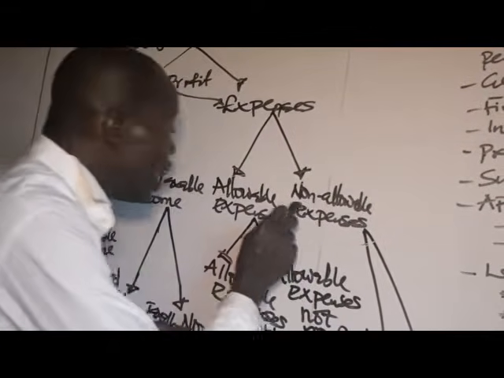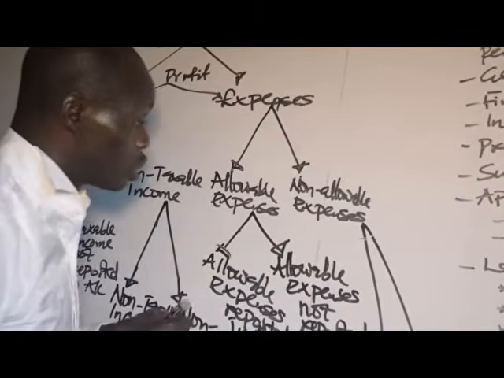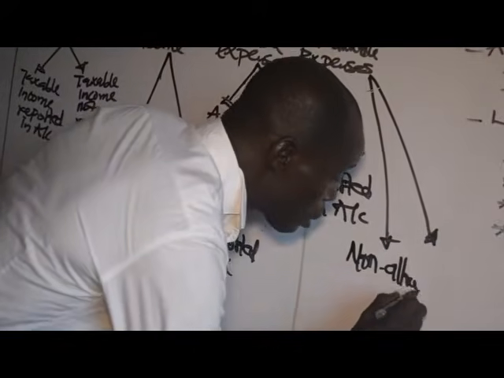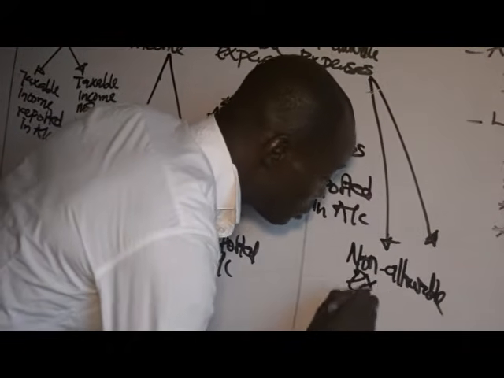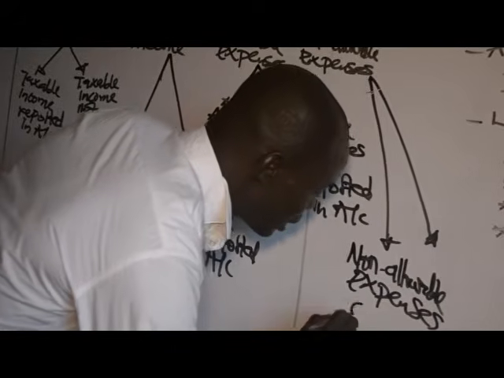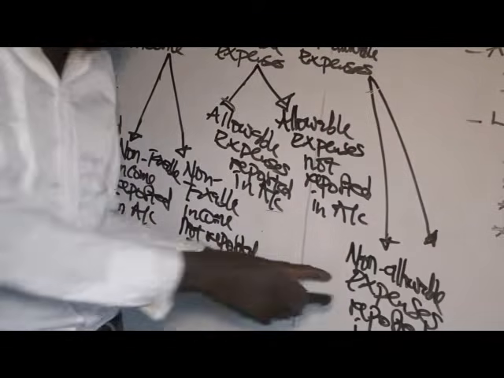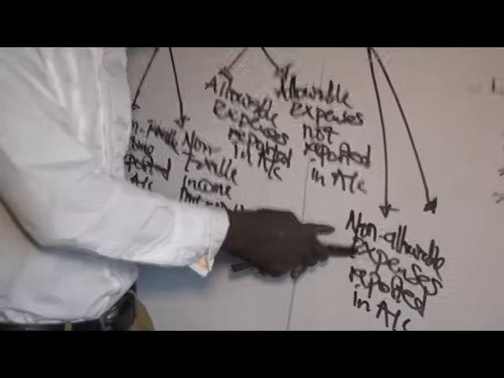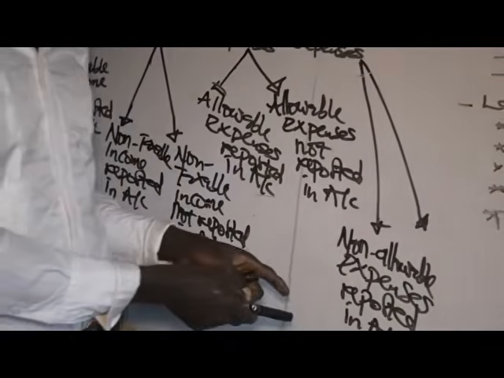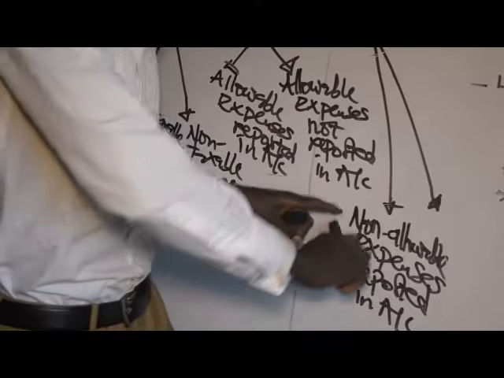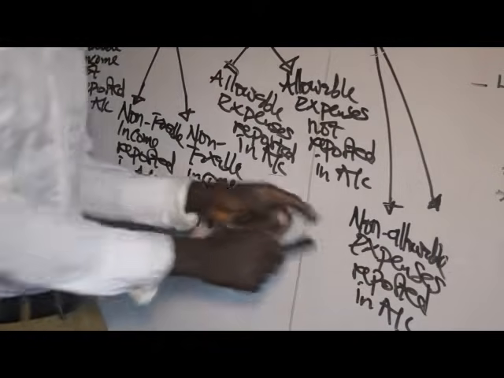And these non-allowable expenses can be divided into two. Non-allowable expenses reported in the account. Meaning that as at the time of preparing the income statement, these expenses have been deducted, and they are not admissible. They are not acceptable for deduction in accordance with the tax law.